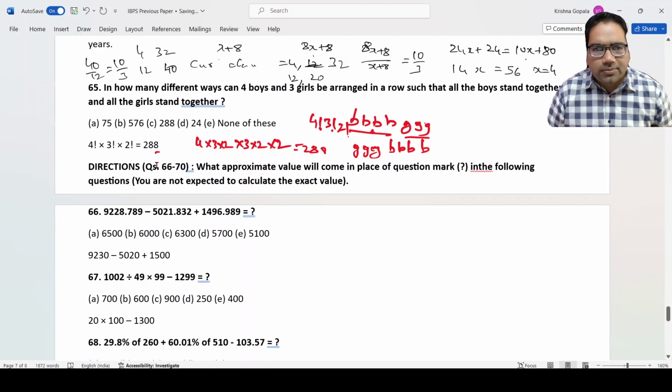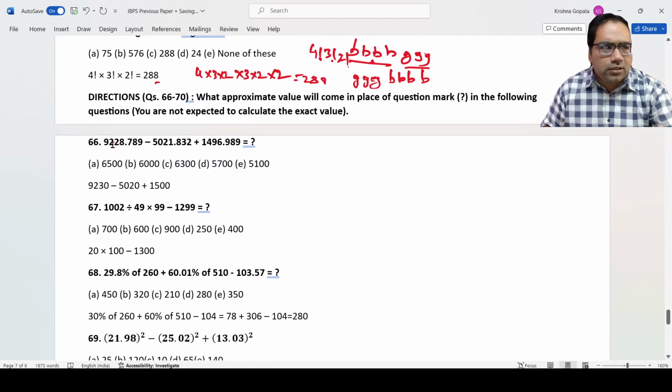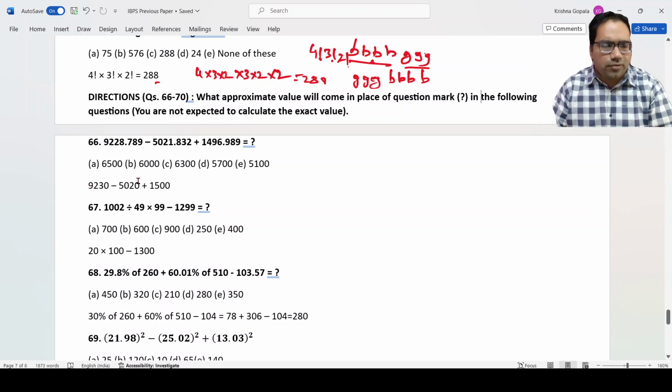Now, what approximate values will come in place of the question mark? In the following questions, you are not expected to calculate the exact value. These are also very easy problems. We should never miss any marks here also. 9248 plus whatever minus 5021 plus whatever plus this. We just need to directly simplify: 9220, 9230, right? 9230.